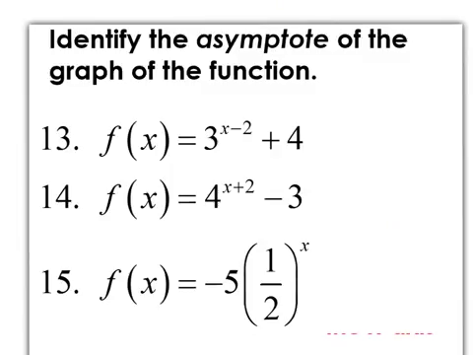Let us identify the asymptote in the following three problems. In number 13, our asymptote is y equals k, and our k value is 4. In number 14, our k is negative 3, so our asymptote is y equals negative 3. And in number 15, our k value is 0, so our asymptote is y equals 0.